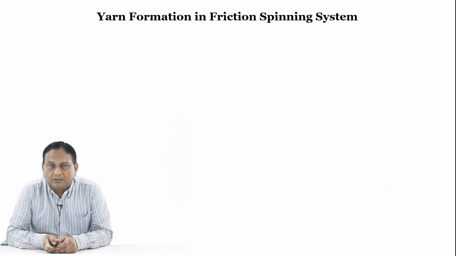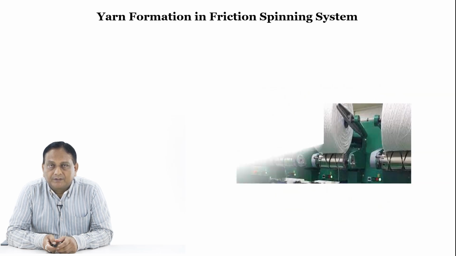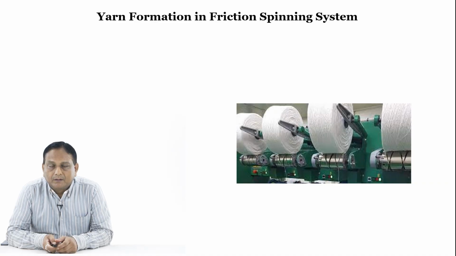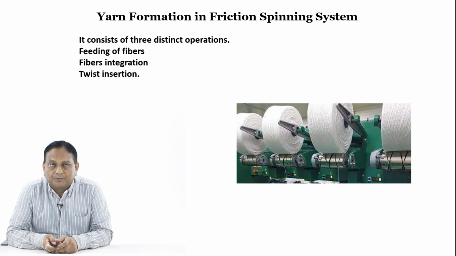Now, how does the yarn form in this friction spinning system? It is shown in one production machine. It consists of 3 distinct operations. Now what are those operations? Number 1 is the feeding of fibers, number 2 is fiber integration, and the third one is twist insertion. So these are the 3 distinct operations in the friction spinning system.